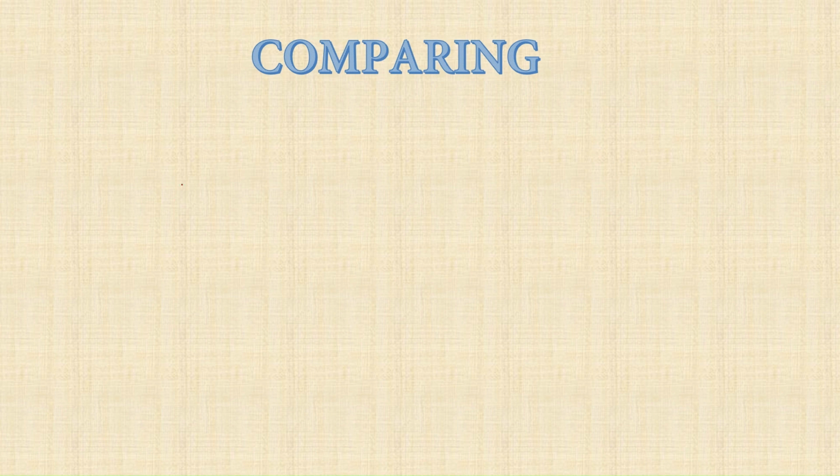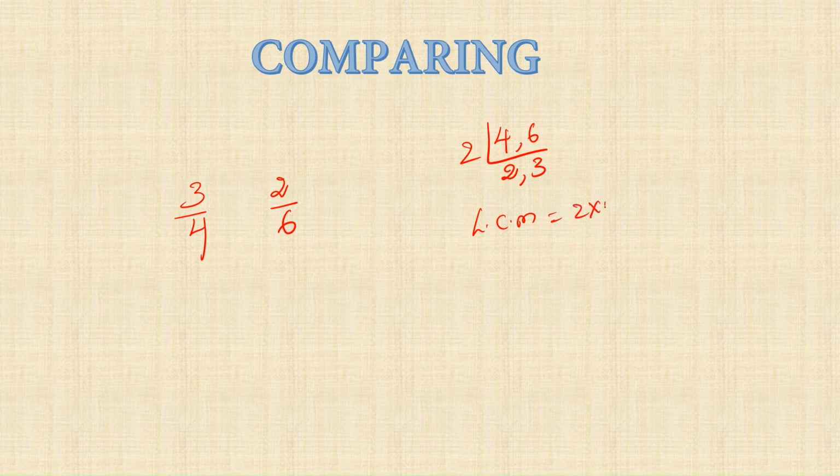We'll take the example of 3 upon 4 and 2 upon 6. Here, these are unlike fractions with different numerators and denominators. So let us take the LCM of 4 and 6. Now the LCM would be 2 into 2 into 3, that is 12. So every fraction we have to convert into its equivalent.